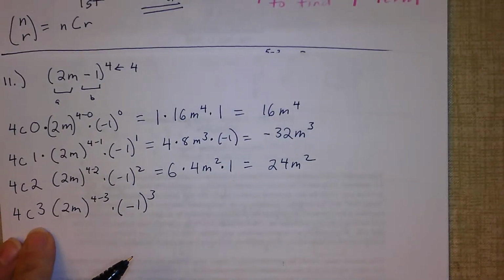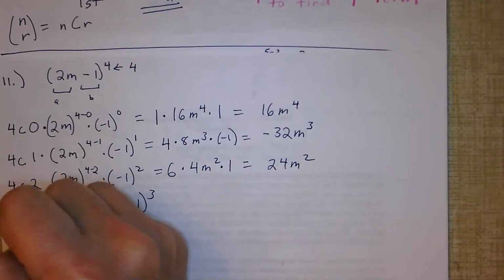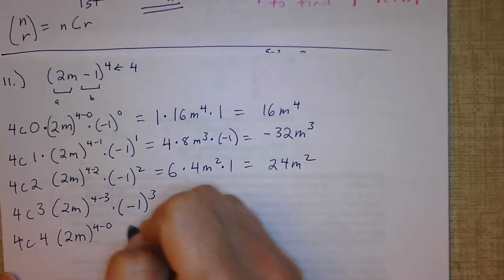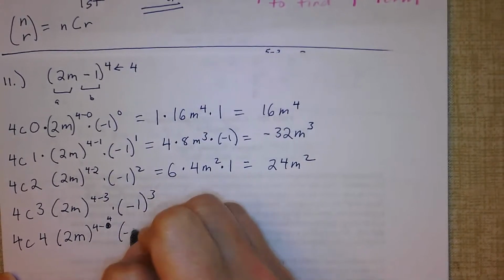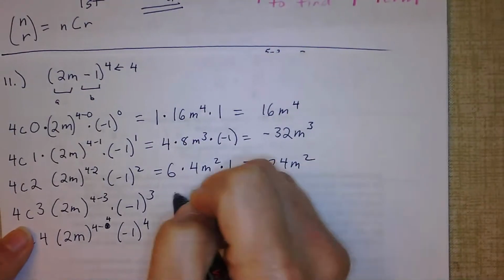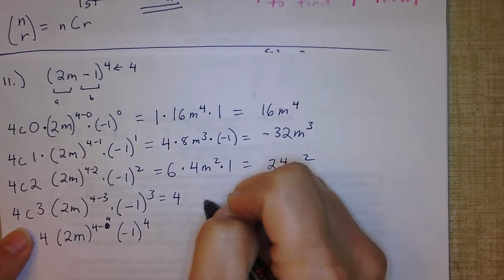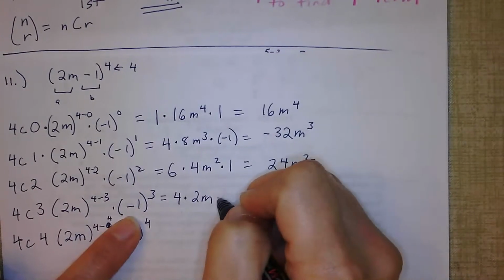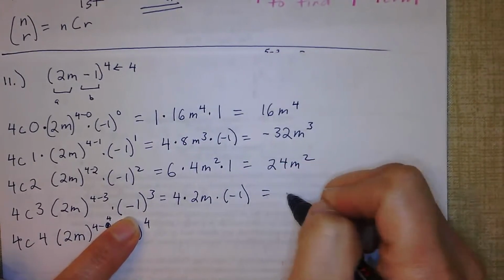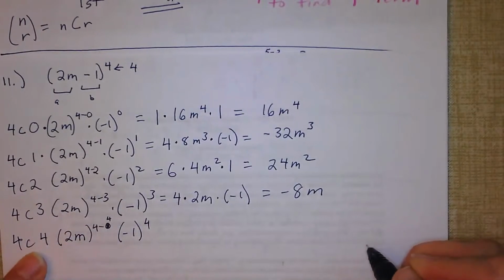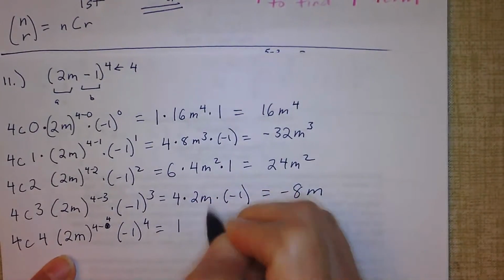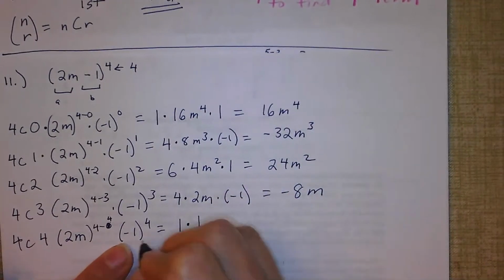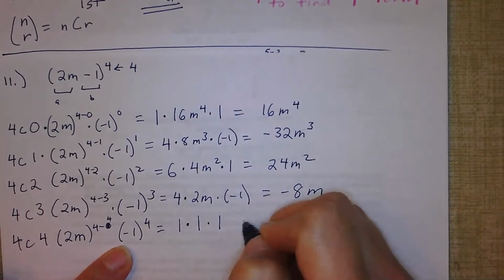And then for my last term, I missed one. Forgot. Oh, tragic. Okay, so I have 4C3, which I know is 4. And then 4 minus 3 is 1, so that's just 2m. And then negative 1 cubed is negative 1. When I multiply all those together, I get negative 8m. 4C4 is 1. 4 minus 4 is 0, so 2m to the 0 is 1. And then negative 1 to the 4th is also 1.